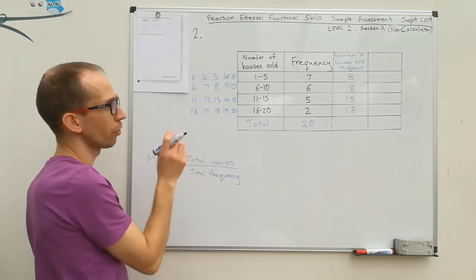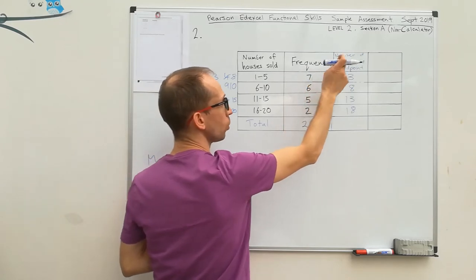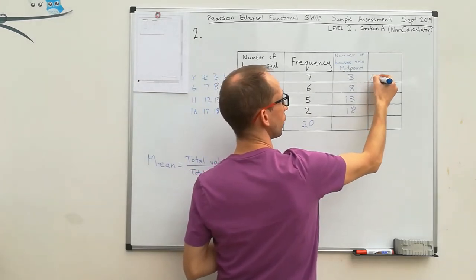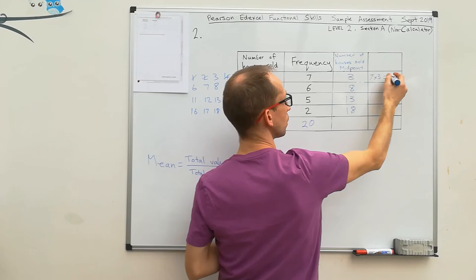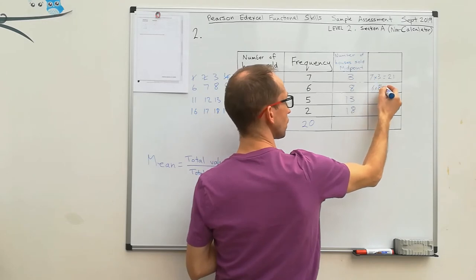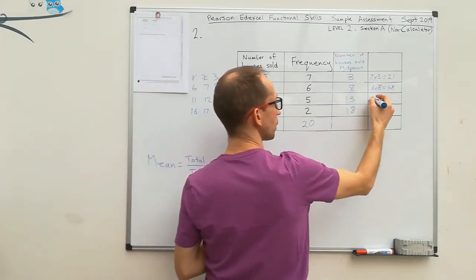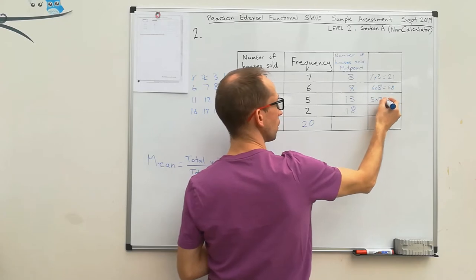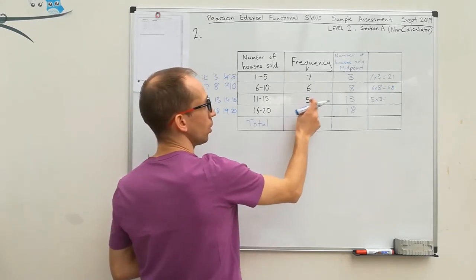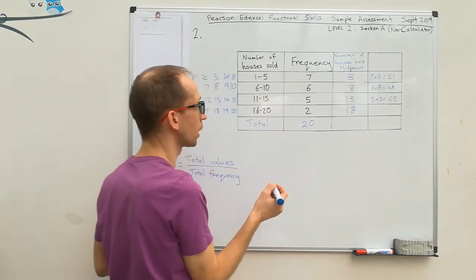We want the total sold. So there were 7 salespeople that sold 3 houses. Okay, so this is going to be 7 times 3, which gives us 21. Here we're going to have 6 times 8, which gives us 48. Here we've got 5 times 13. So with this one, you might want to do 5 times 10 is 50, 3 times 5 is 15, so 50 plus 15 is 65. There's other ways you can work it out as well.